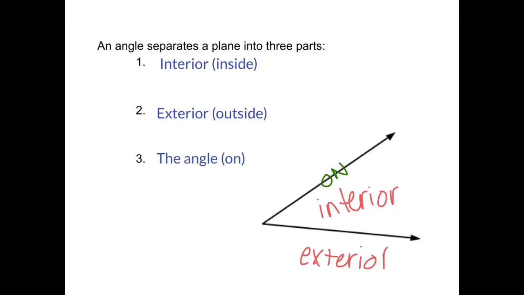An angle separates a plane or a space into 3 parts. And I did kind of already reference this when we were naming the angles using the number that was on the inside. This is the interior of the angle. It's in between the 2 rays inside there. The exterior is that outside area, and on the angle itself would be on one of the rays. So that's your 3 separate parts: interior, exterior, or on.